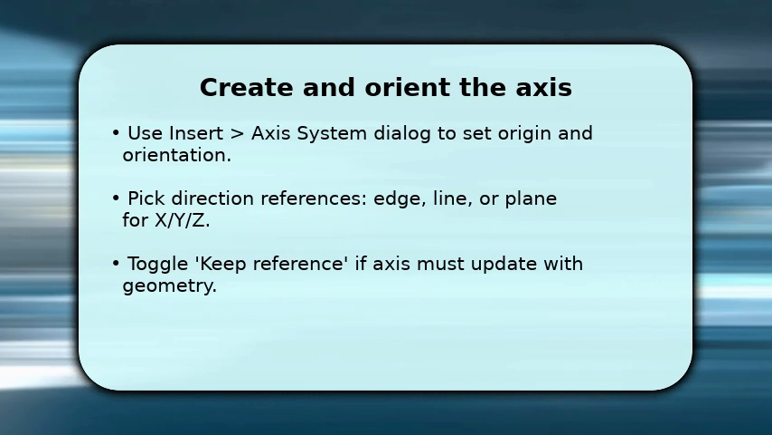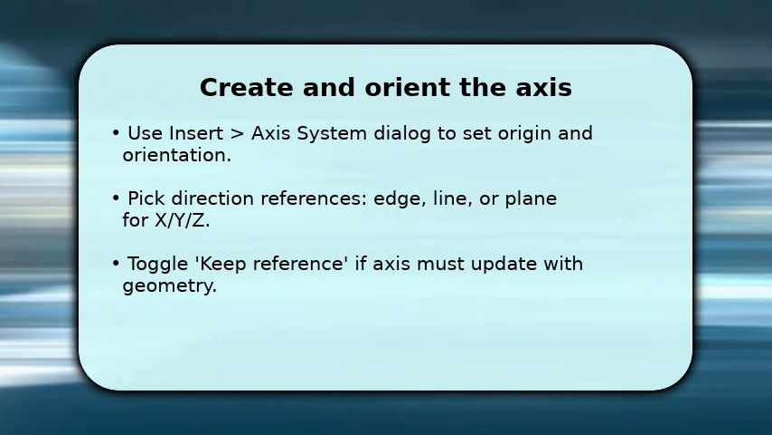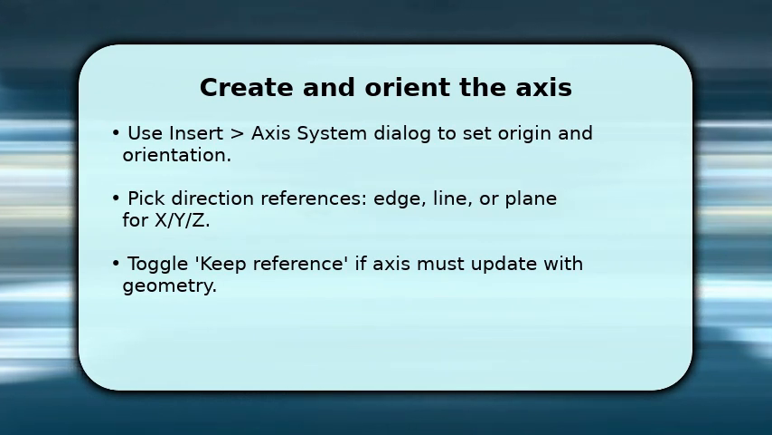Once done, preview and accept. Catia creates a named axis system in the tree. Make sure to check Keep Reference when you expect the geometry to change, so the axis follows updates automatically.